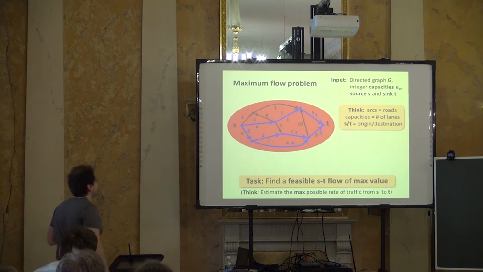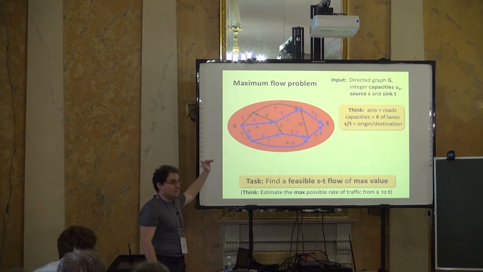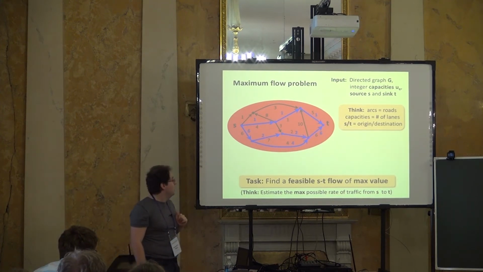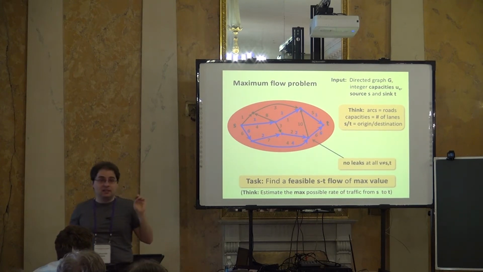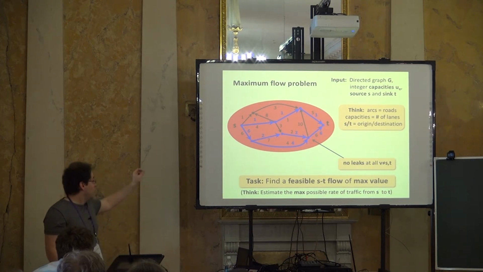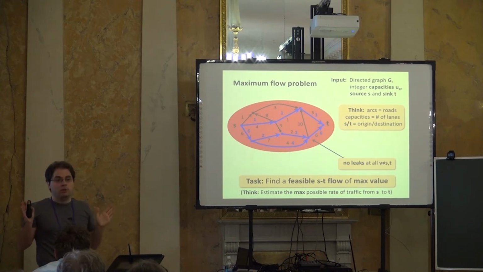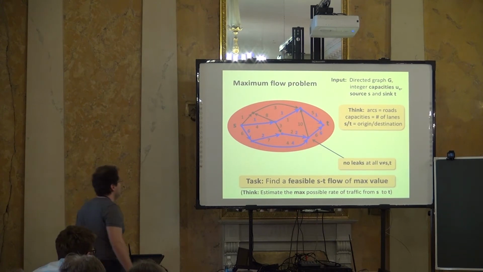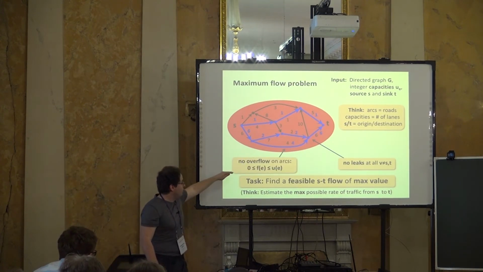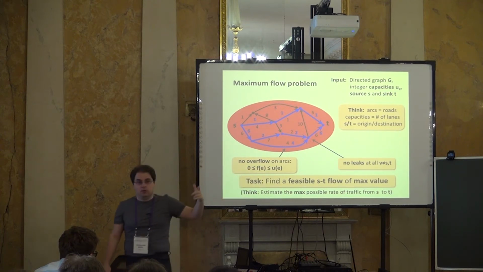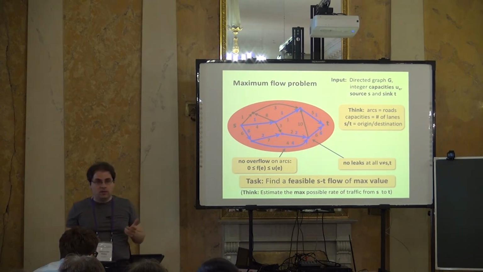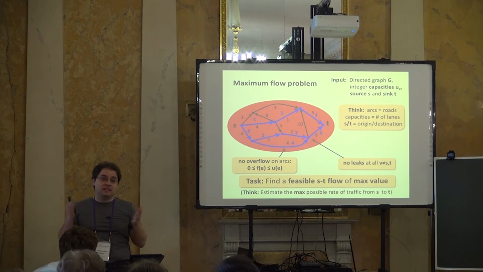And somehow what it means mathematically is that flow is just an assignment of numbers to edges. Now the two constraints that you would like to have for a valid s-t flow are, first of all, that there are no leaks on vertices other than s and t. So the flow in is equal to the flow out on every vertex other than s and t. And then the other thing is that there is no overflow, so essentially you never flow more than the capacity on a given arc. Anything that satisfies these constraints is a valid s-t flow.